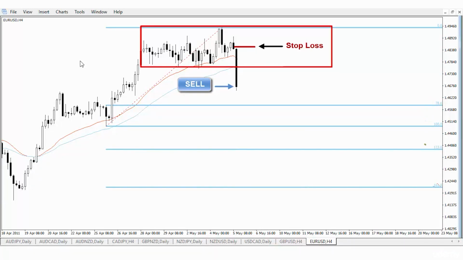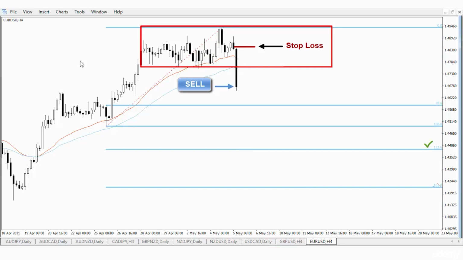Instead, if we target the 123.6 Fibonacci retracement level or the 161.8 Fibonacci retracement level to set the profit target, then that would bring us at least 2 times or more profit from this trade against this stop loss size. So let's start from the 123.6 Fibonacci retracement level to set the profit.